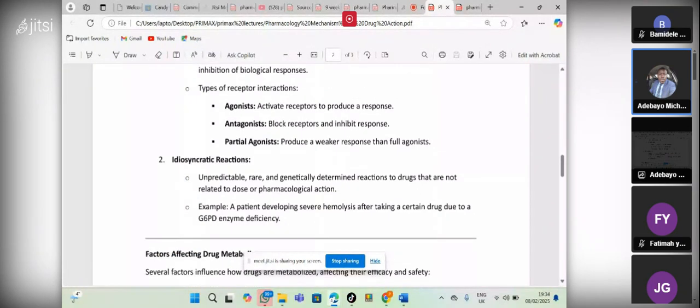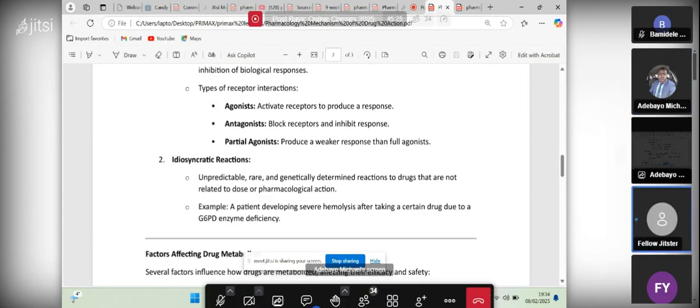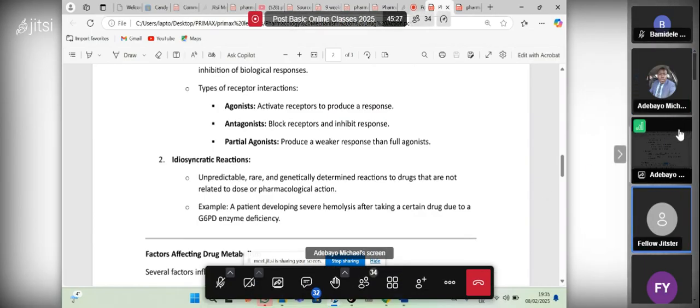Another drug reaction that you get is idiosyncratic response. That is a response that is not known. You can't determine it. It's not predictable. It just happens. For example, somebody takes paracetamol and gets Stevens-Johnson syndrome. That is not what the effect was meant to be.